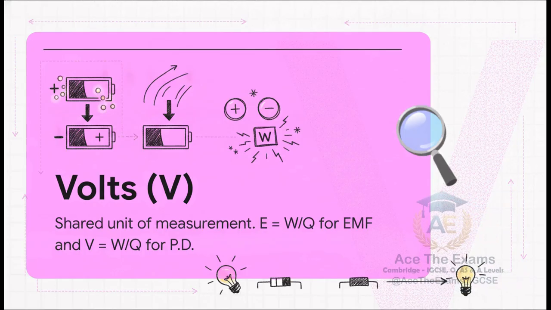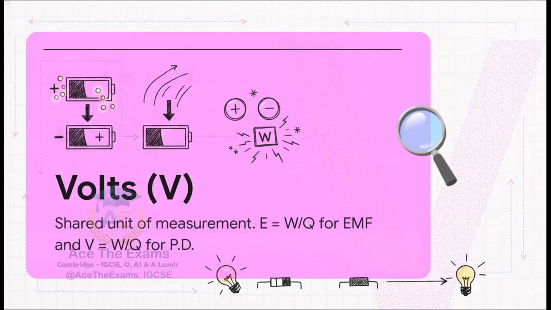E equals W over Q for EMF, and V equals W over Q for PD. They share an identical mathematical relationship. W stands for electrical work done, which is measured in joules, and Q stands for charge, which is measured in coulombs. So 1 volt is exactly equal to 1 joule per coulomb.